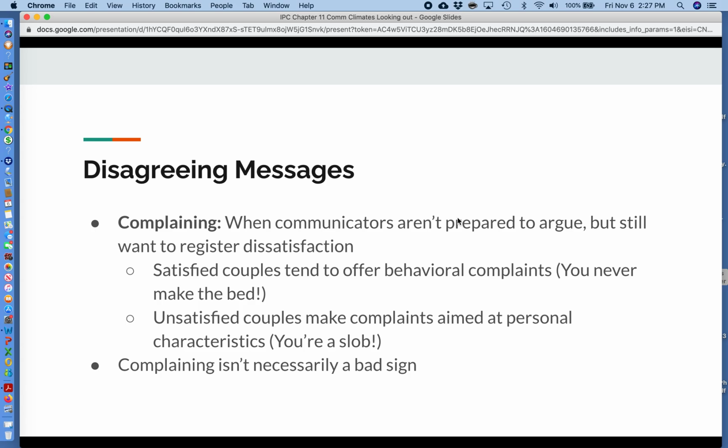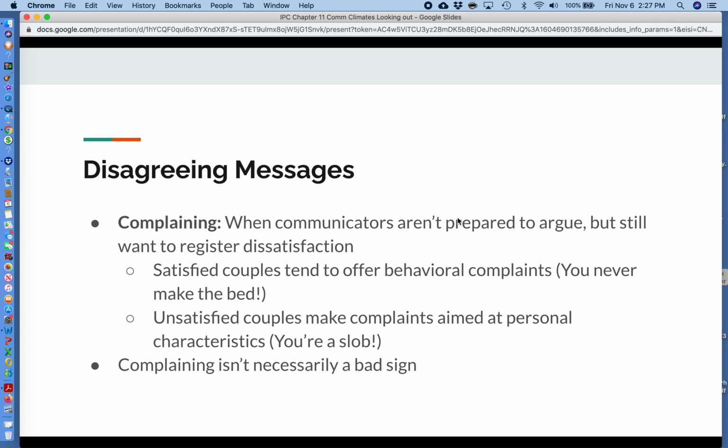Now, satisfied couples, people who are happy with one another, tend to offer behavioral complaints, right? So they'll criticize someone else's behavior instead of attacking them personally. So an example would be, "Oh man, you never make the bed," right? Whereas people that are unsatisfied with each other tend to make complaints that are personal, what we call in rhetoric ad hominem attacks, or attacking the person instead of the problem, right? So, "Oh, you're such a slob," right? I mean, so when you say you're a slob, you're attacking the person instead of the behavior.